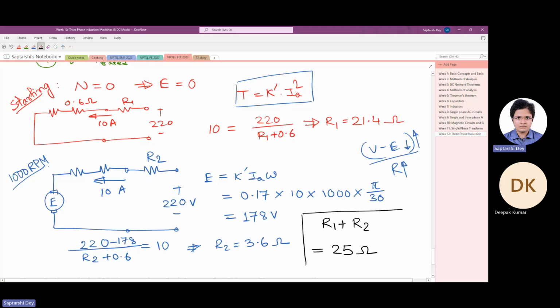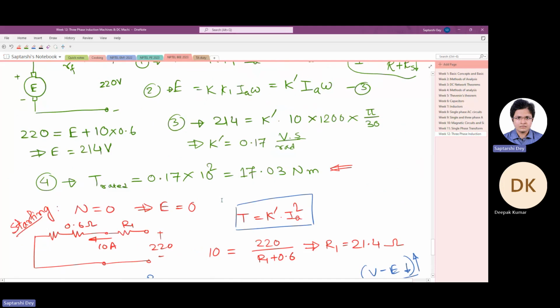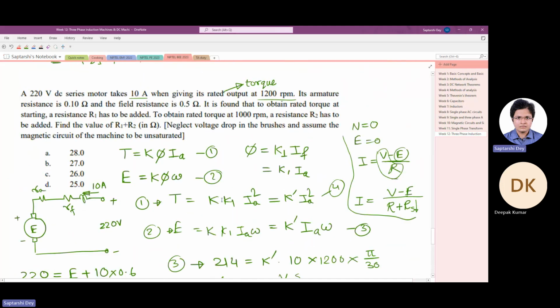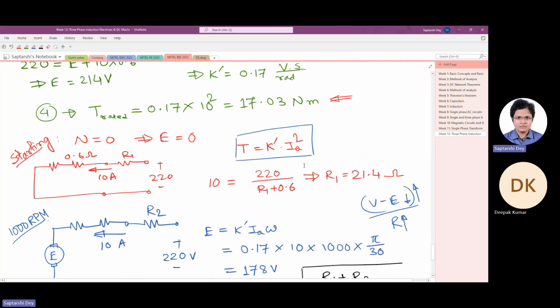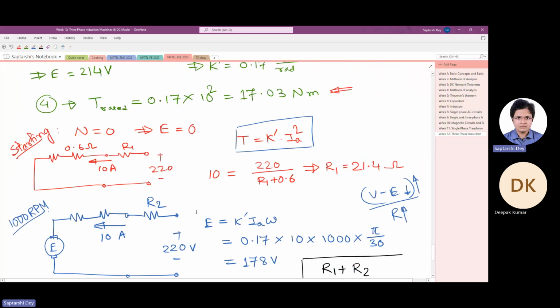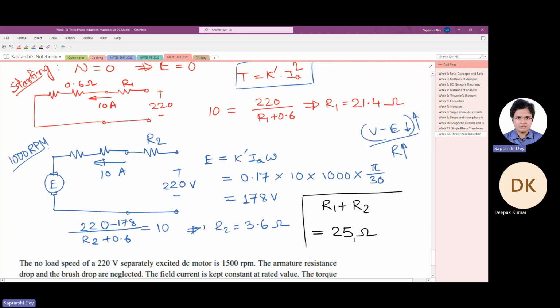Okay, any doubt in this question? I did this question very slowly so that you do not miss these ideas. But what happens when the loading condition changes? What happens if you try to get rated torque at different speeds? Kind of a good question this is.